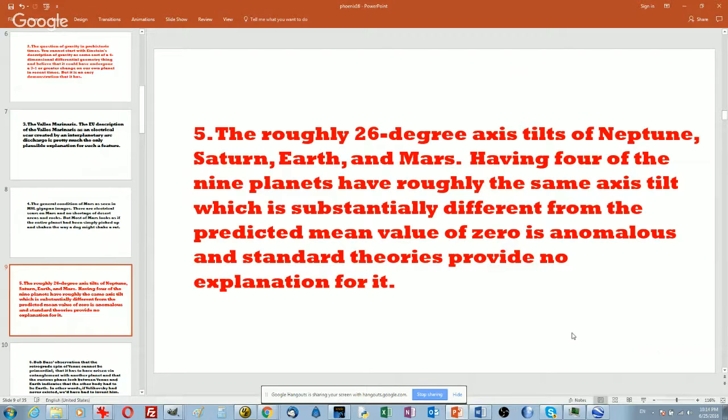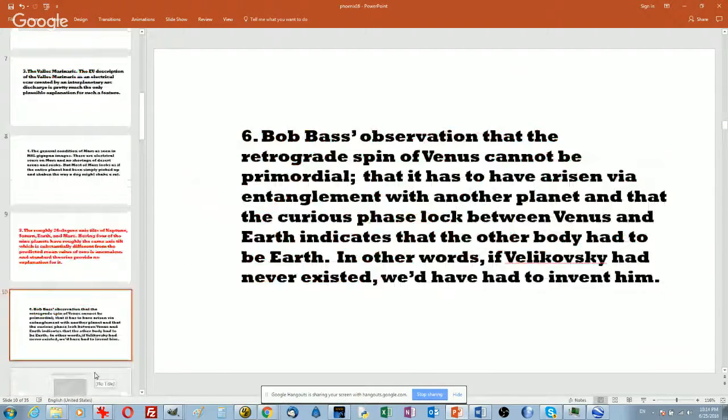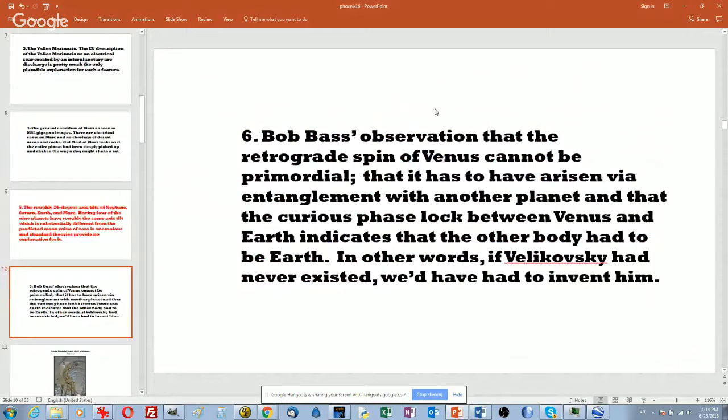There's one other thing which I would include in this list of big proofs of the EU and the short history of our solar system, which the people at thunderbolts.info, which I believe in. At any rate, this would be Bob Bass's observation that the backward spin of Venus cannot be primordial, that it has to have arisen via entanglement with some other planet, and that the curious phase lock between Venus and Earth indicates that the other body had to be Earth. In other words, if Velikovsky had never existed, we would have to invent him.